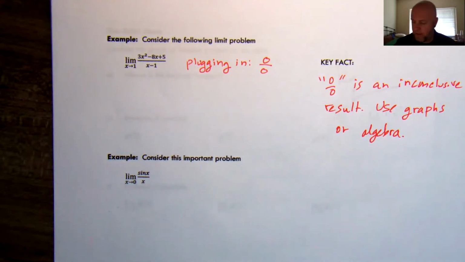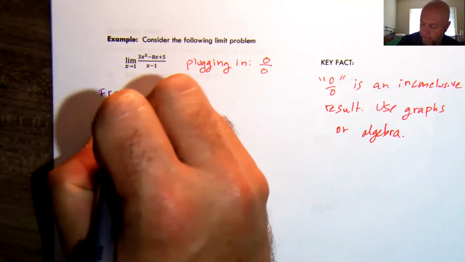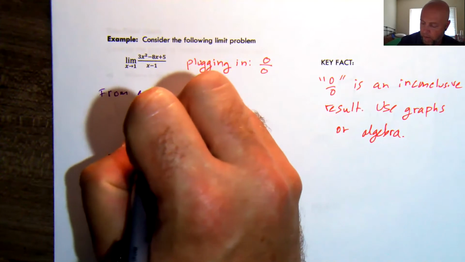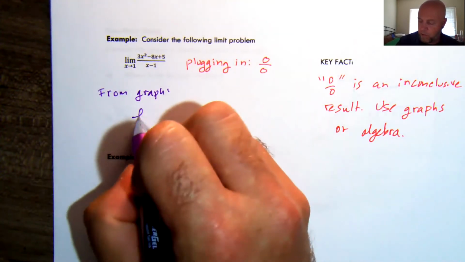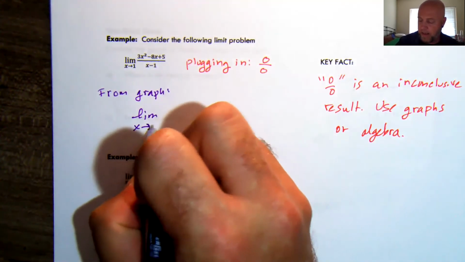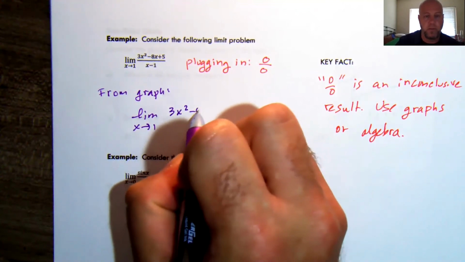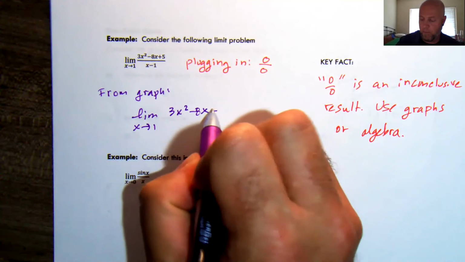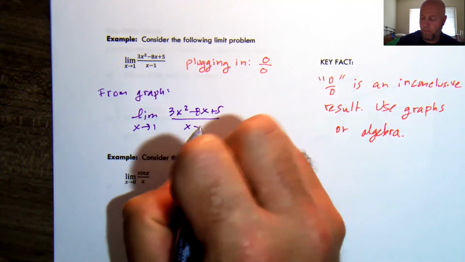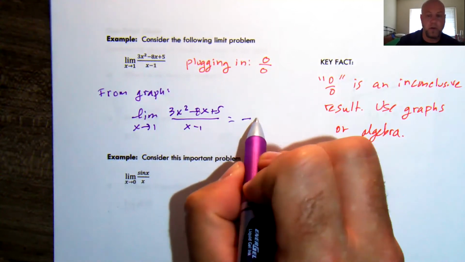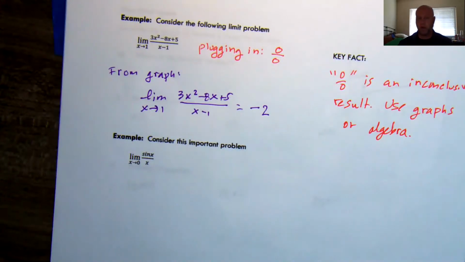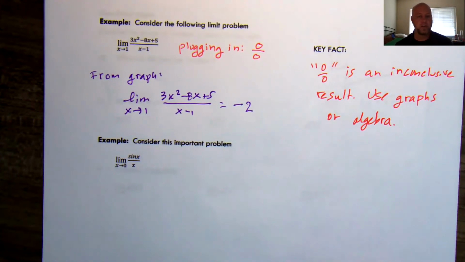So we're going to say that from the graph, it looks to us like the limit as x approaches 1 of this expression is actually equal to -2. We'll worry about more algebraic ways to do this later.